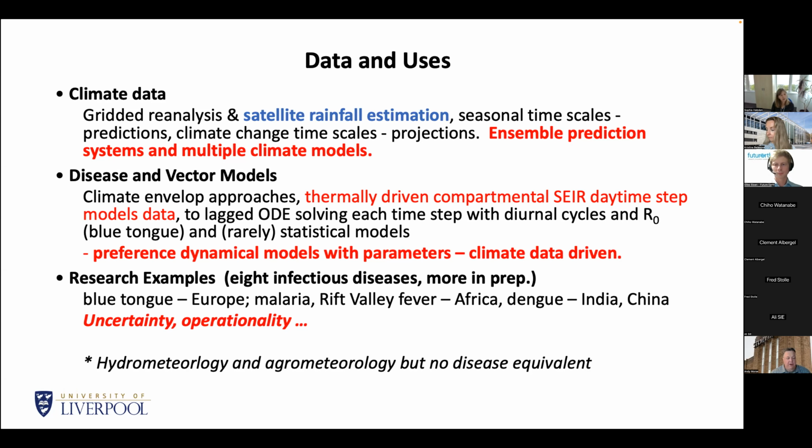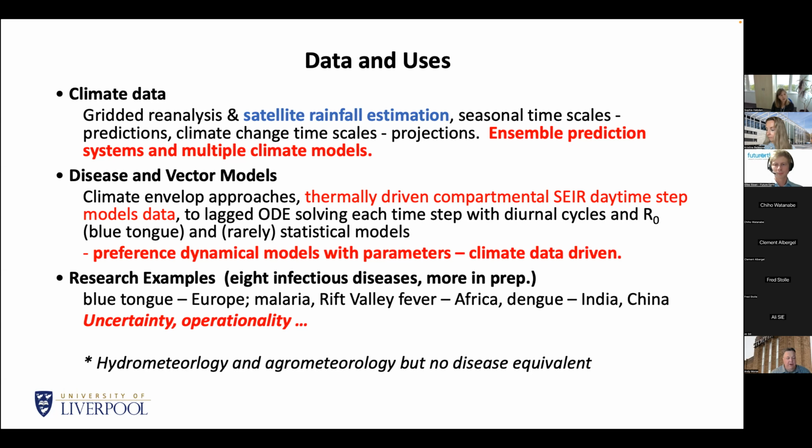And what I'm going to show here is an intermediate approach, which is a thermally driven, compartmental, susceptible, exposed, infected and recovered status with a daily time step. We can go further and use ordinary differential equations to solve all the model equations at each time step, or we can use other approaches as well. So we prefer working with dynamic models, and they are climate-driven.